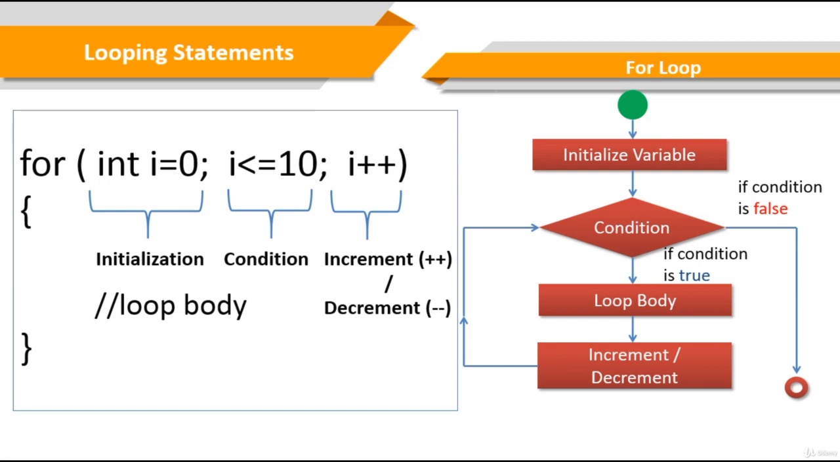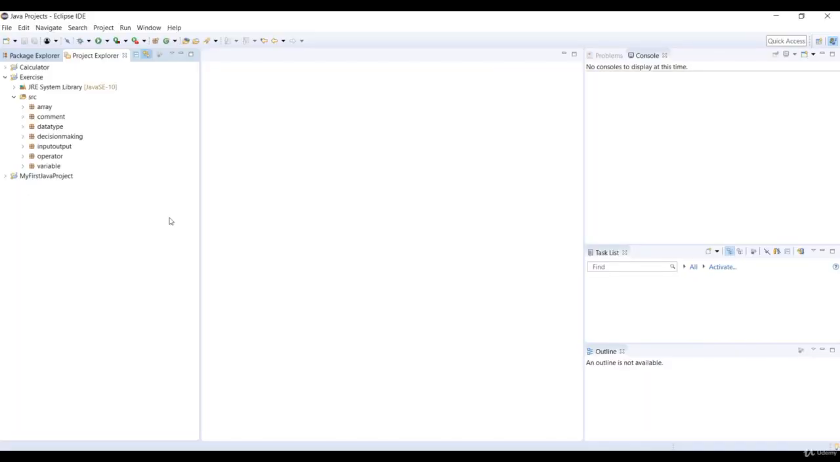Third step, after each execution of the for loop's body, the increment-decrement part of the for loop updates the value of the controlling variable. And then the last step: after the third step, the control jumps to the second step and the condition is reevaluated. You'll see why in a minute. So let's do some examples with the for loop.